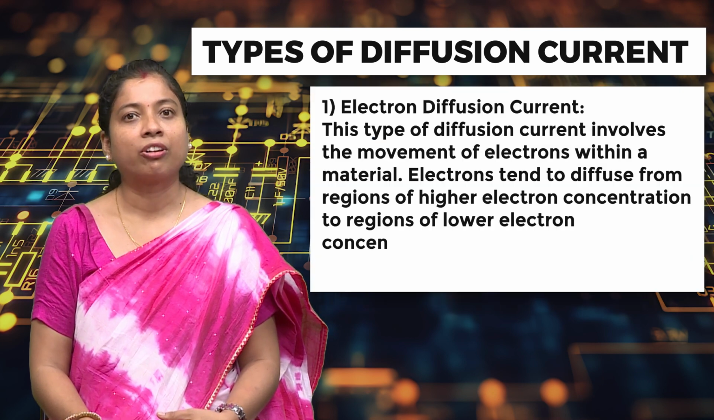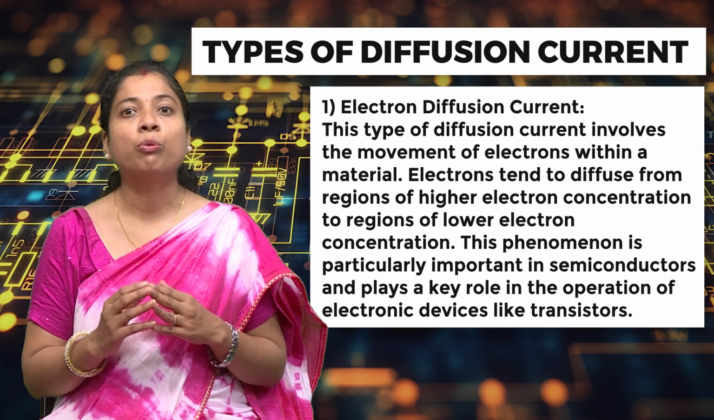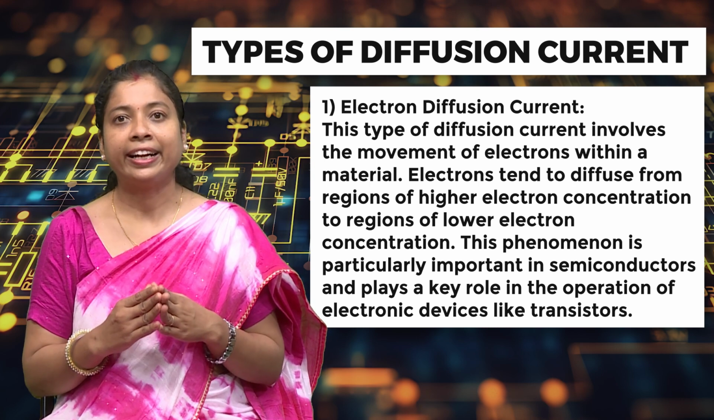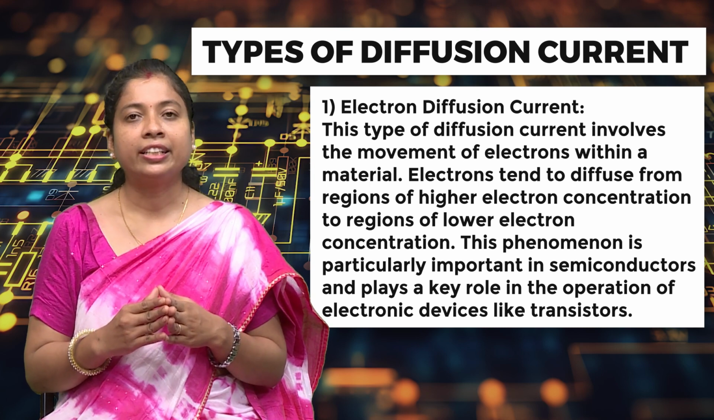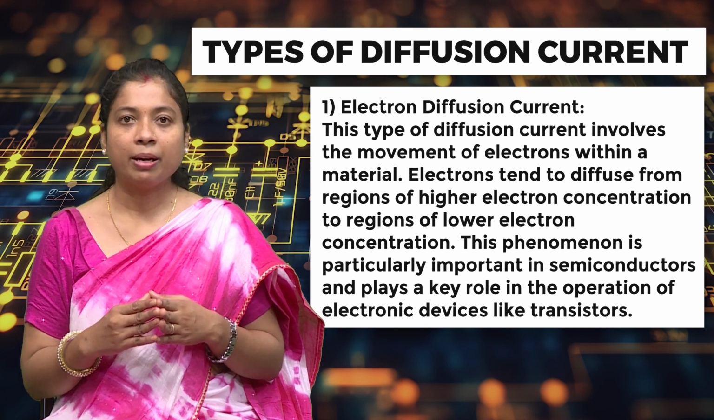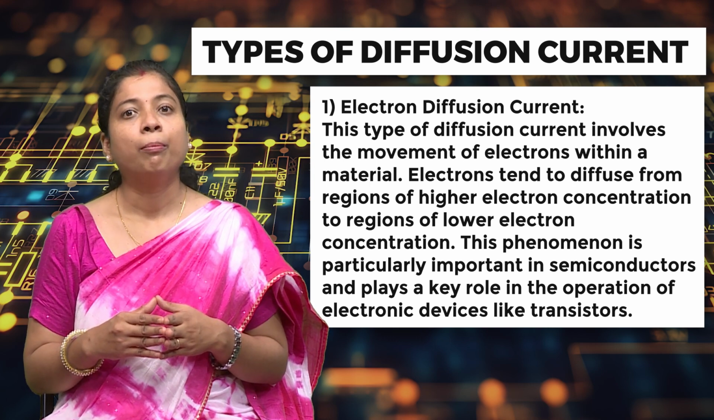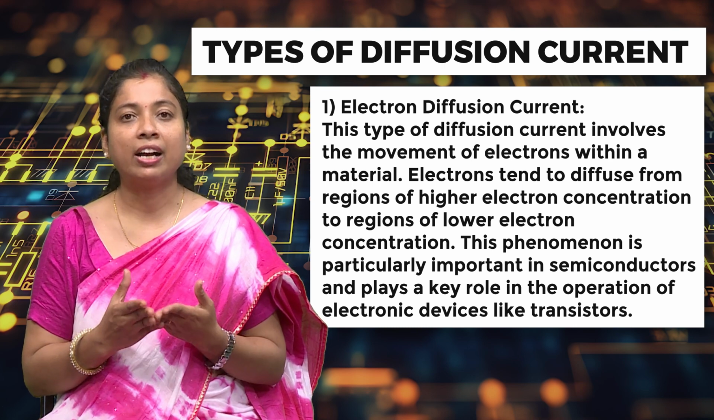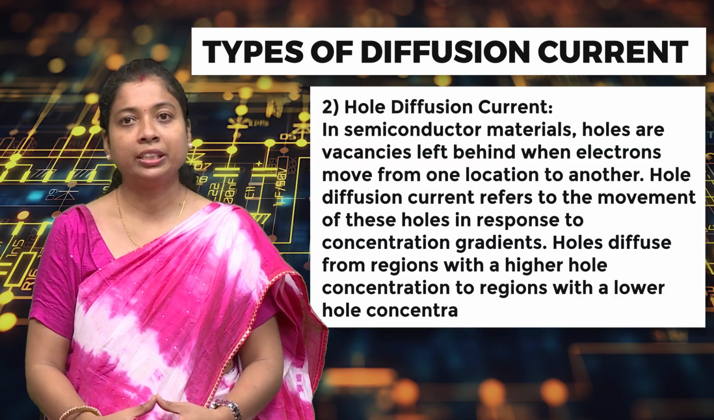First is the electron diffusion current. This type of diffusion current involves the movement of electrons within the material. Electrons tend to diffuse from a region of higher electron concentration to a region of lower electron concentration. This phenomenon is practically important in semiconductors and plays a very important role in the operation of electronic devices like transistors.